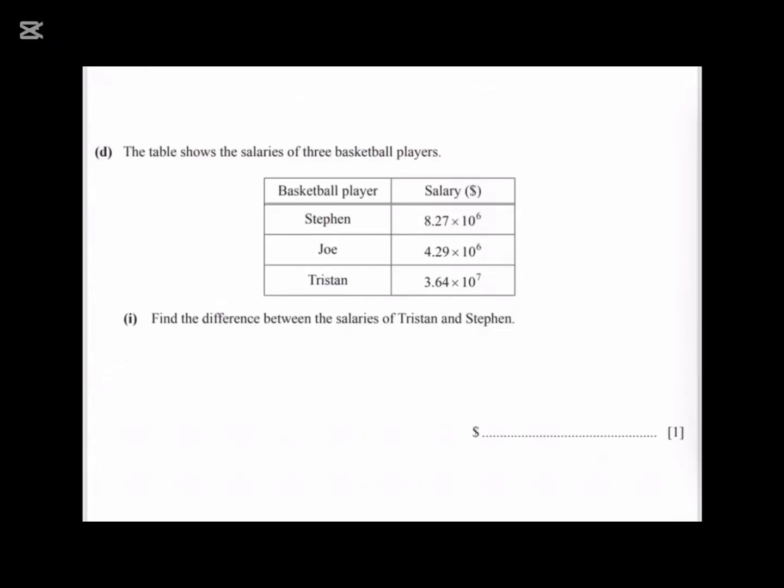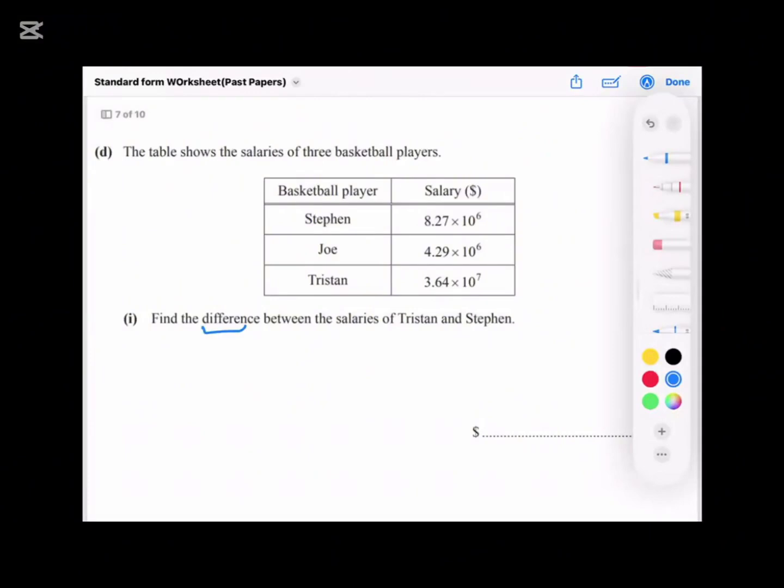Now we have done the questions that, as I told you, are all the latest past paper questions from 2024, 23, 22, 21. Now we are moving towards the calculator paper questions. These questions normally come in the calculator paper. So you can see that the question is: the table shows the salaries of three basketball players, Stephen, Joy, and Tristan. Find the difference. Difference means we have to subtract between the salary of Tristan and Stephen.